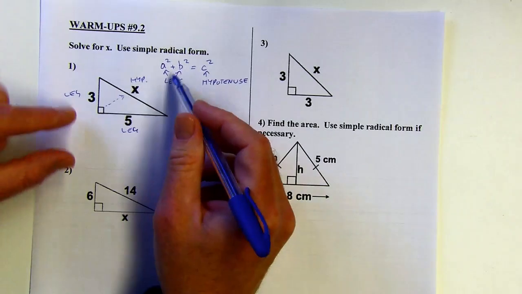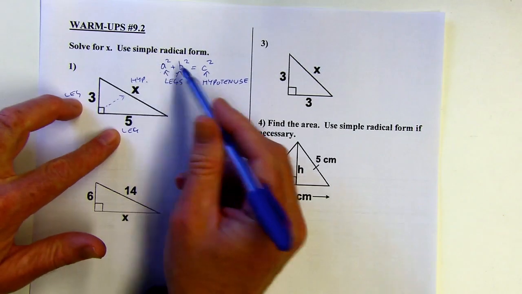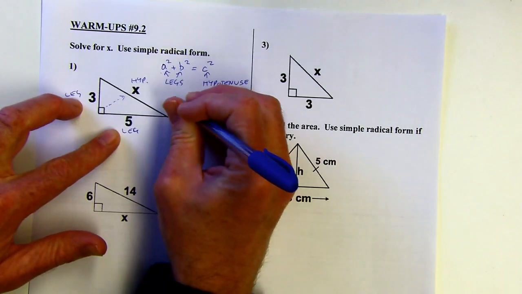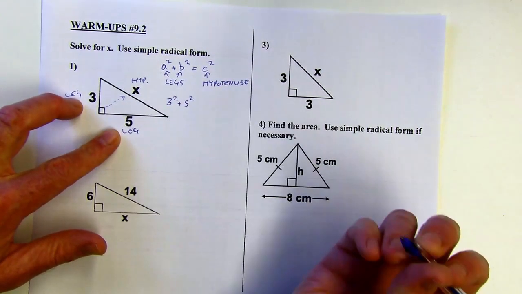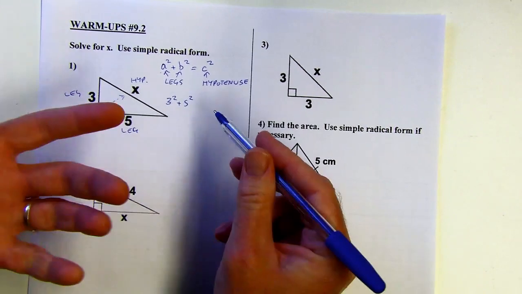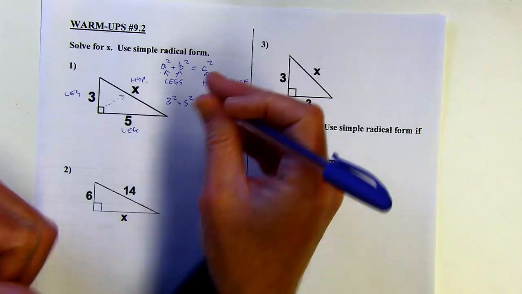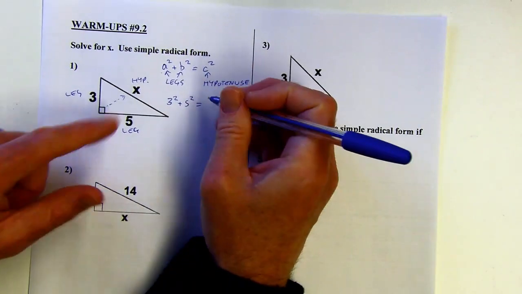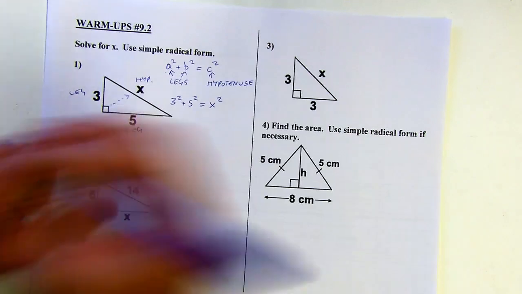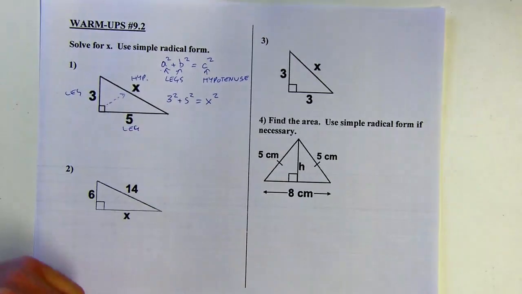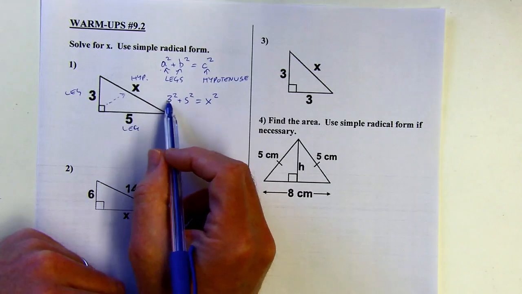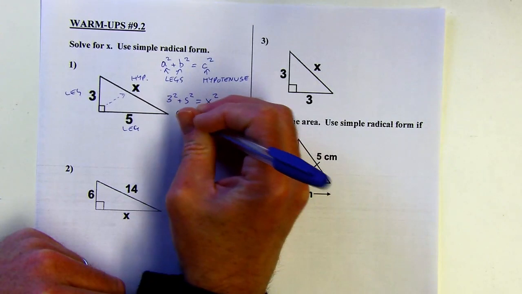So setting this up with the Pythagorean theorem, 3 and 5 are a and b, and they're interchangeable. If you said 5 squared plus 3 squared, that's fine, because 3 plus 5 is the same as 5 plus 3. Same thing with their squares. But the c, the part that's isolated, has to be the hypotenuse. That's really important. So my x goes there. Okay? Then I'm going to do the squaring. 3 squared is 9. 5 squared is 25.